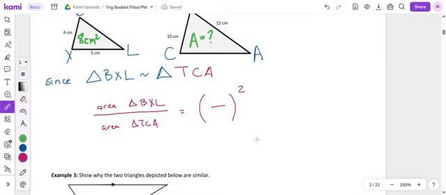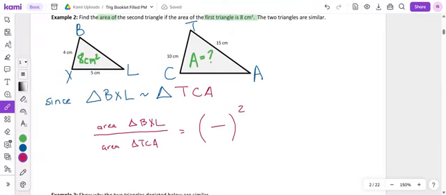So I want you to talk with the person next to you. Which 2 sides should we use? And which number do we put into that fraction? Which goes at the top, which goes at the bottom?